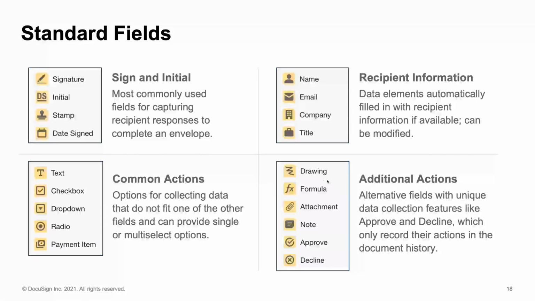And then some additional fields. So we have a formula field. This is helpful. It will allow you to calculate a value on your document using information that was previously entered. There's an attachment field, which would give your recipient the ability to add a document to the signing process. For example, maybe you're sending out an offer letter and you would like your candidate to, if they are signing and accepting the offer, add a copy of their driver's license to the offer letter so that you can get started processing their employee profile, for example.